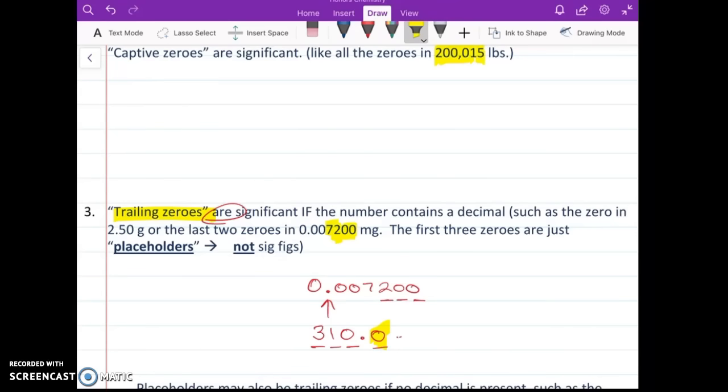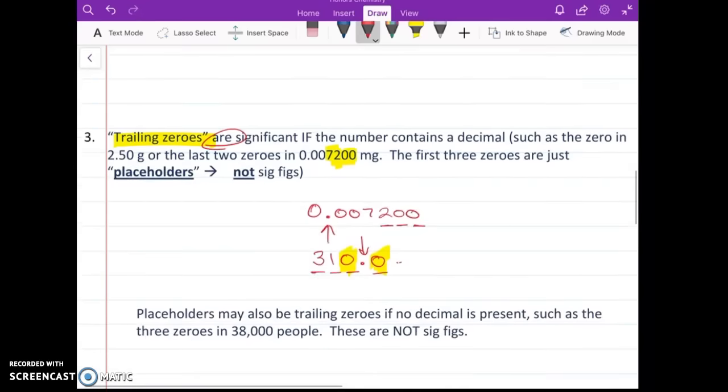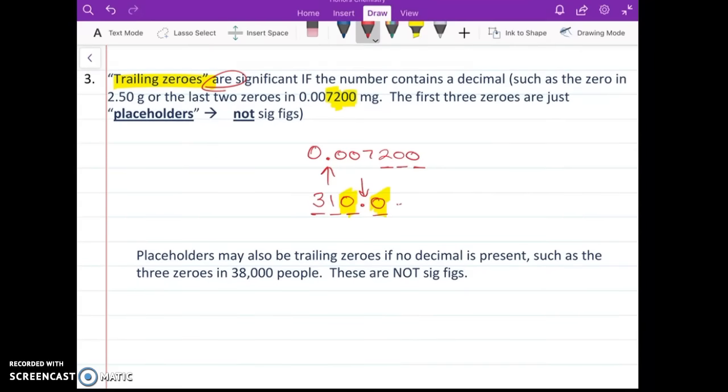The rule says that as long as it's a trailing zero, and both of those are trailing zeros because they're both to the right of the 1, as long as there's a decimal present, those trailing zeros are significant. It doesn't matter whether they're to the left of the decimal or to the right. So if they're trailing and a decimal is present, they are significant. They're not significant if they're just placeholders.